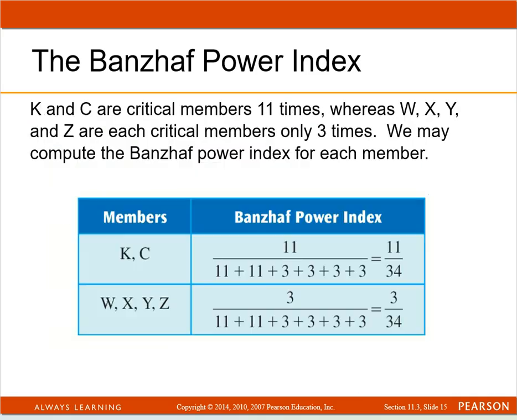And then you count, K and C are 11 out of the 34, and W, X, Y, and Z are 3 out of the 34. Each one individually. W shows up 3 times, so on and so forth. So I'm going to have to stop right here.